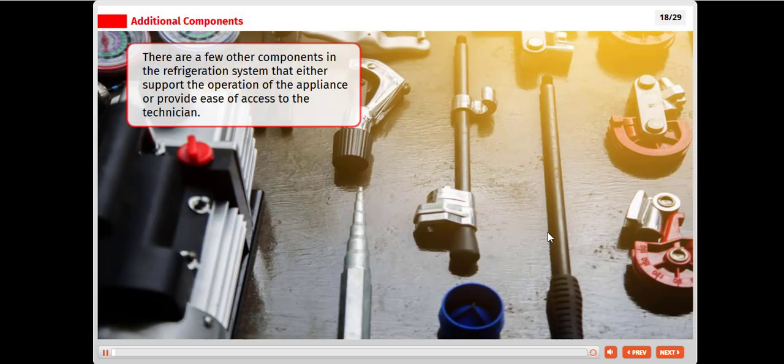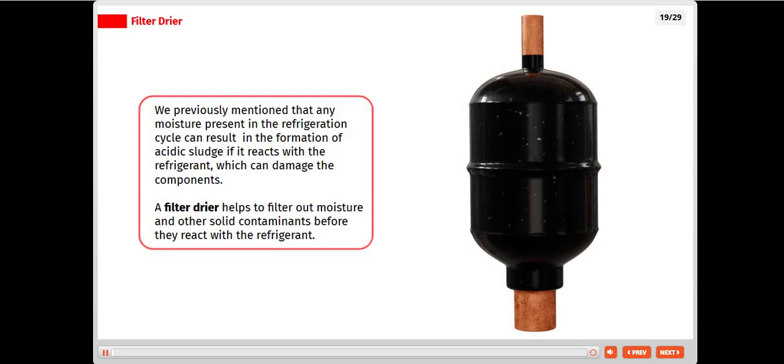Gauge port. There are a few other components in the refrigeration system that either support the operation of the appliance or provide ease of access to the technician. We previously mentioned that any moisture present in the refrigeration cycle can result in the formation of acidic sludge if it reacts with the refrigerant, which can damage the components. A filter dryer helps to filter out moisture and other solid contaminants before they react with the refrigerant.